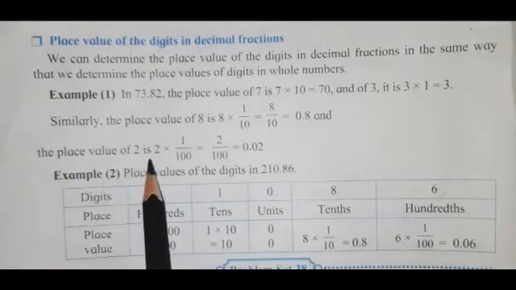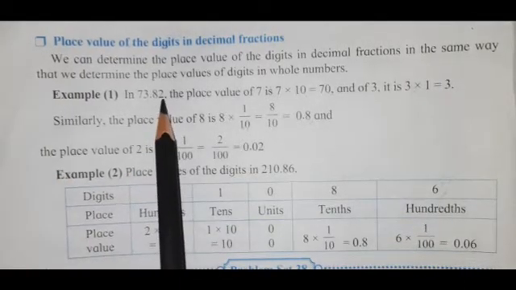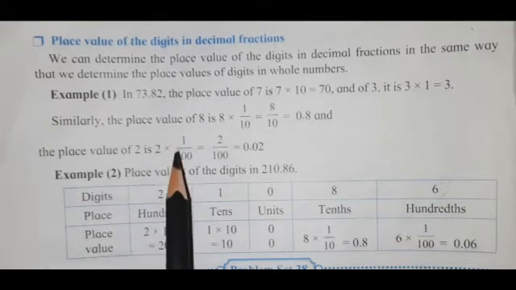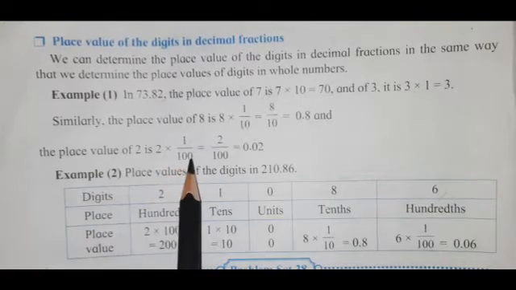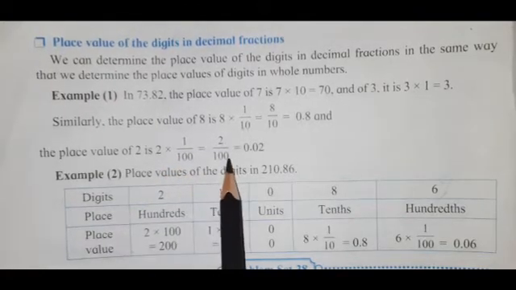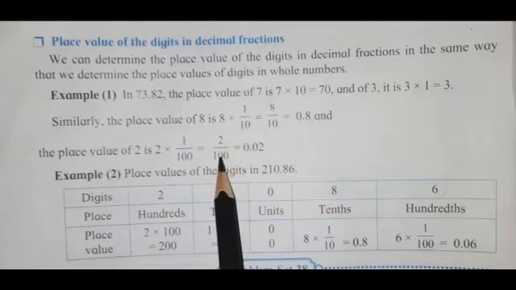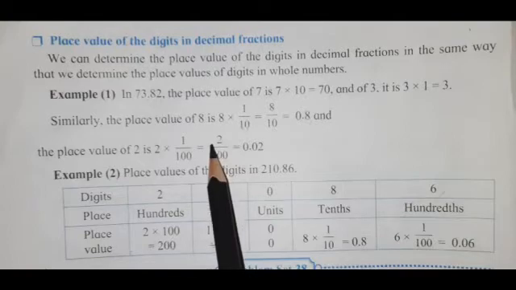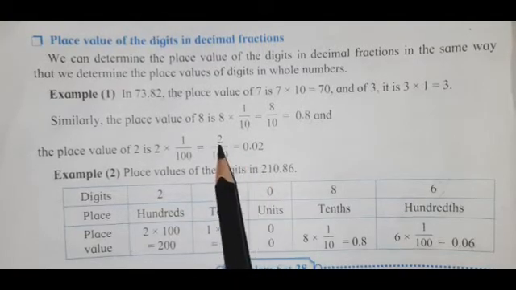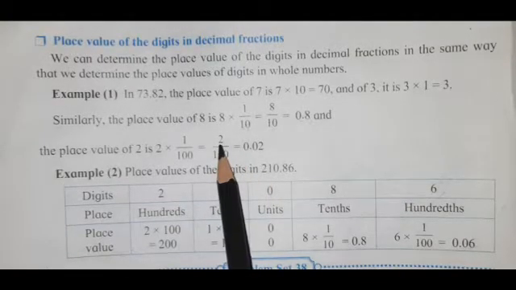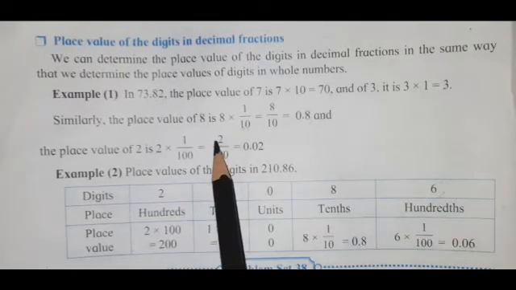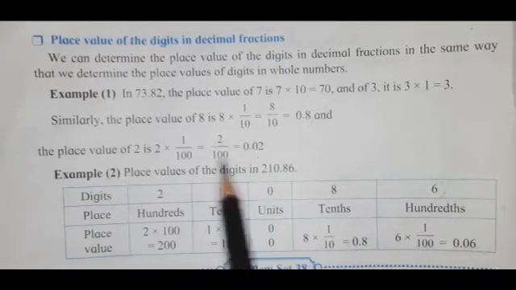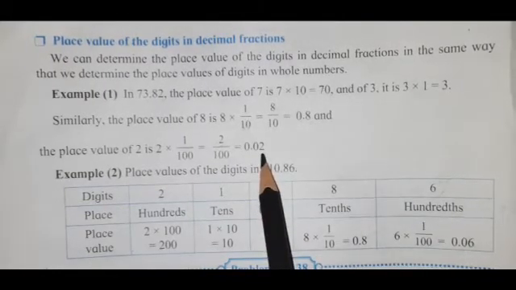And the place value of 2: 2 is at the hundredths place. And hundredths place means 1 upon 100. So 2 into 1 upon 100 is equal to 2 upon 100. Here there are 2 zeros, so we put the point before 2 digits. Here there is only one digit, that is 2, so we put a 0 before 2 and write 0.02. So the place value of 2 is 0.02.